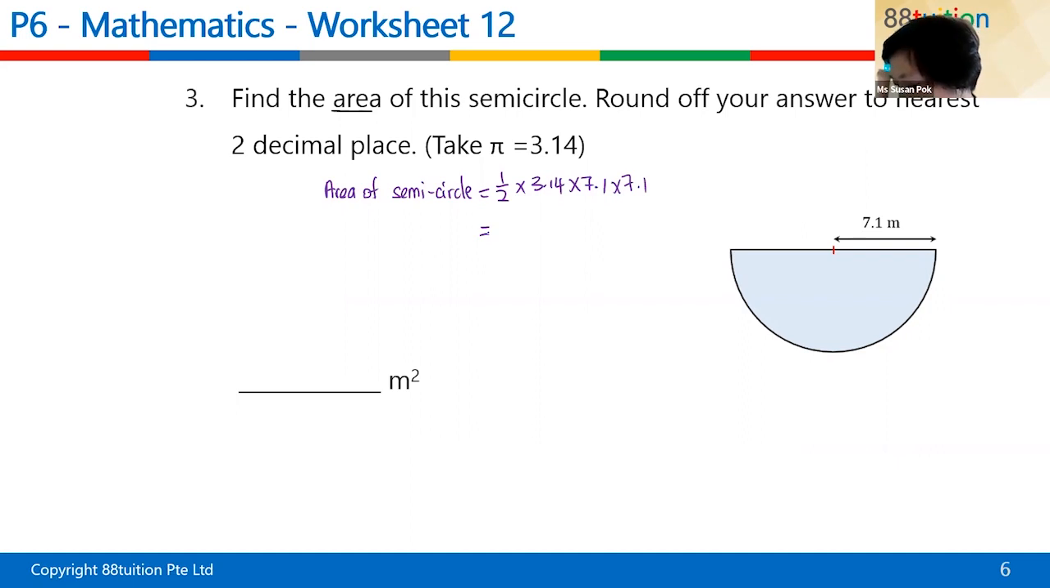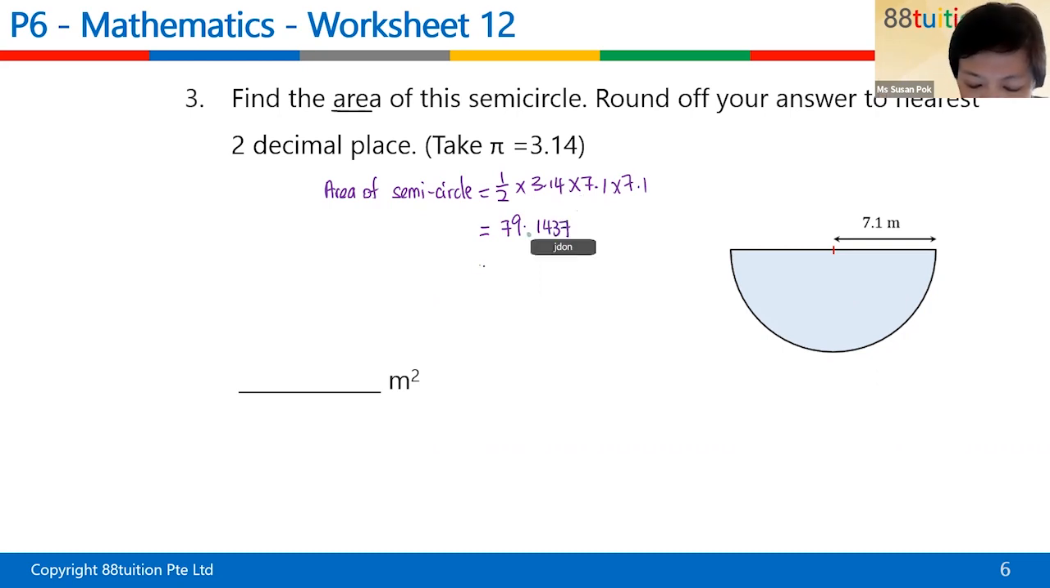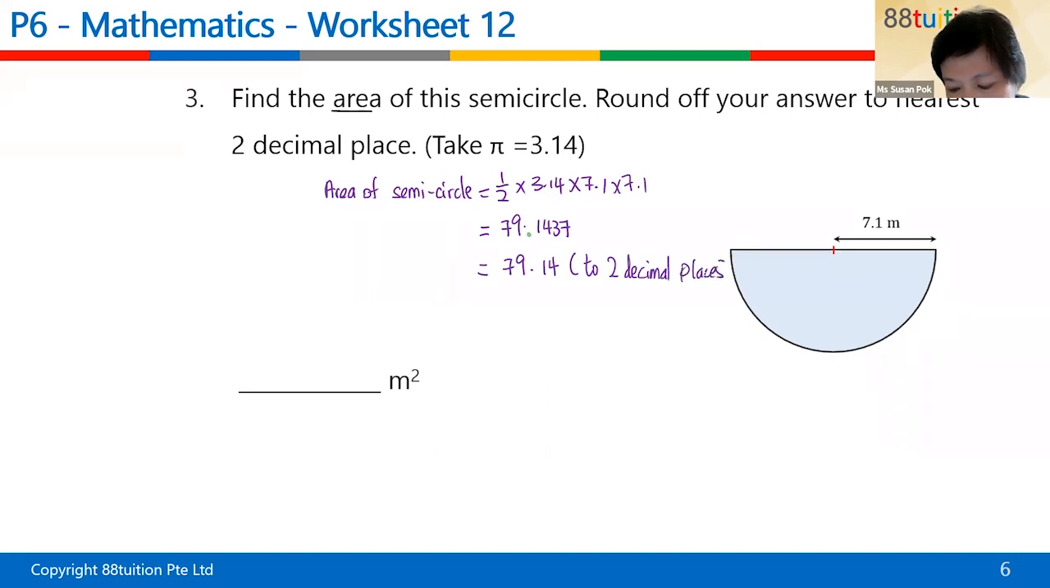Okay, 0.5 times 3.14 times 7.1 times 7.1. Wow, so fast. So what is my answer? 79.1437. Remember something, when they ask you for the answer, you must give the direct answer first. And then after that, you put it to the 2 dp, 79.14. Then I want you to do this to 2 decimal places. Do this, and write your final answer.